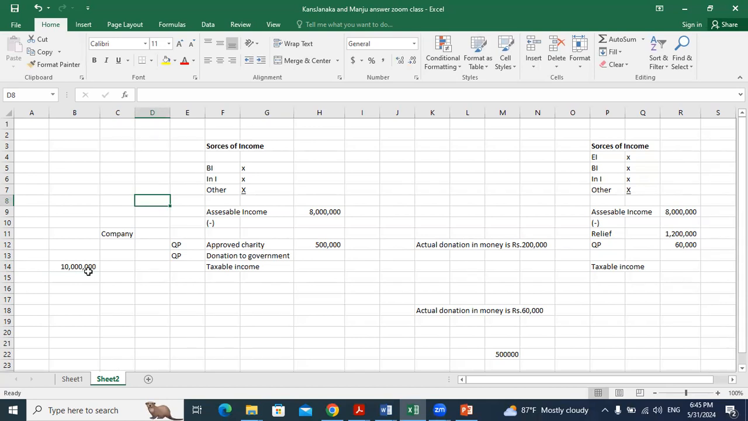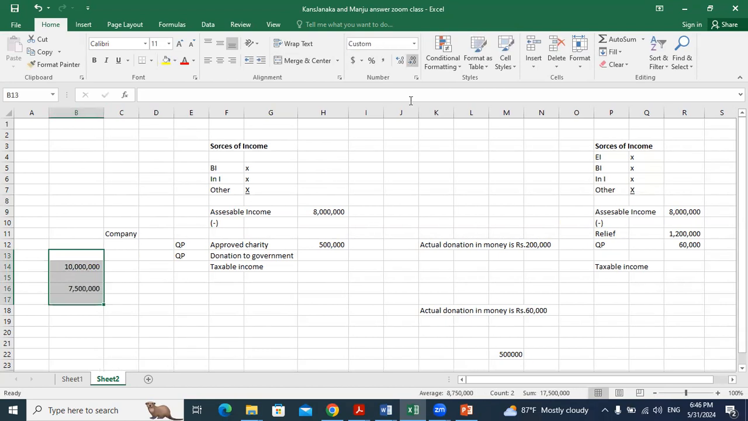This is the second type of donation, donation to the government. There is no upper limit, but still there is an upper limit. What is the upper limit? 8 million minus 500, that is 7.5 million. So they can claim only 7.5.